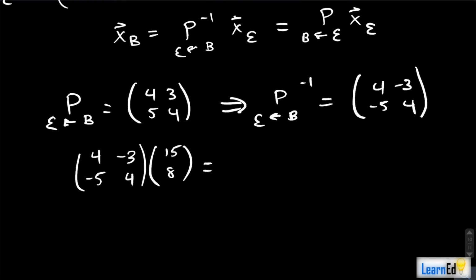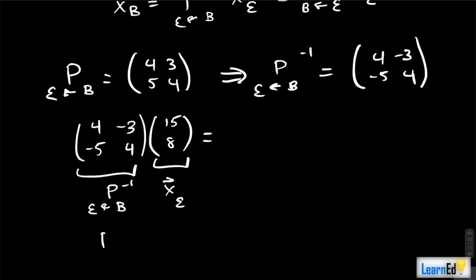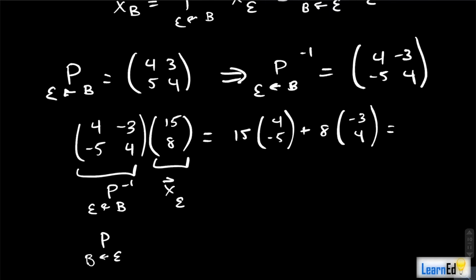Okay, and so this is p from b to e inverse, and this is xe. You can also write this as p from e to b. All right, and now we're going to get what xb actually is. So we have 15 times (4, -5), and we're adding 8 times (-3, 4). And all right, well, let's see what we can get here.